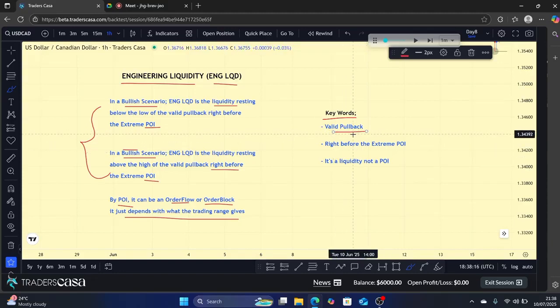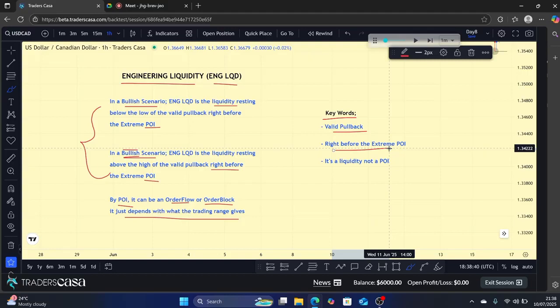Then the high or the low, the liquidity resting there, is what we will be calling the engineering liquidity, as long as it's right before the extreme POI. And it also depends on whether it's a bullish or bearish scenario. I have said this one here is a bearish scenario; that's a typing error. Another keyword is that it should be right before the extreme POI, the valid pullback right before the extreme POI.